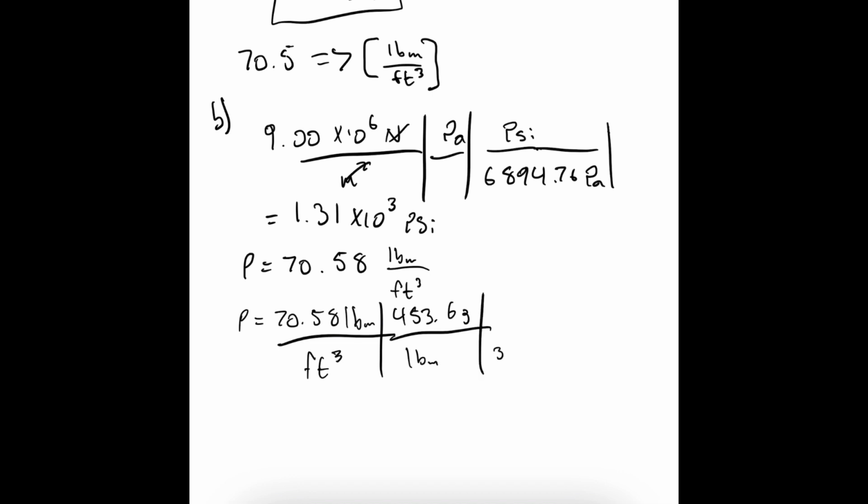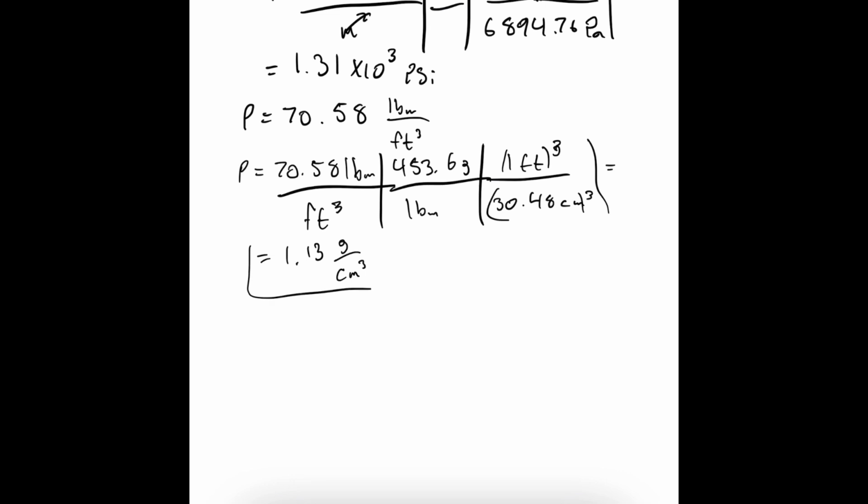There are 30.48 centimeters per foot. And this equals 1.131, except we started with 3 significant figures, so 1.13 grams per centimeter cubed. That's the answer to part B.